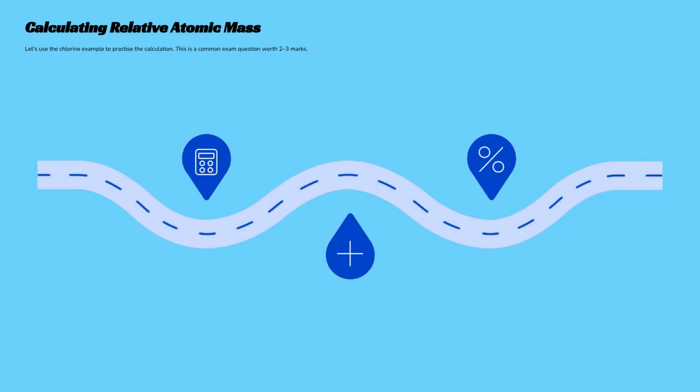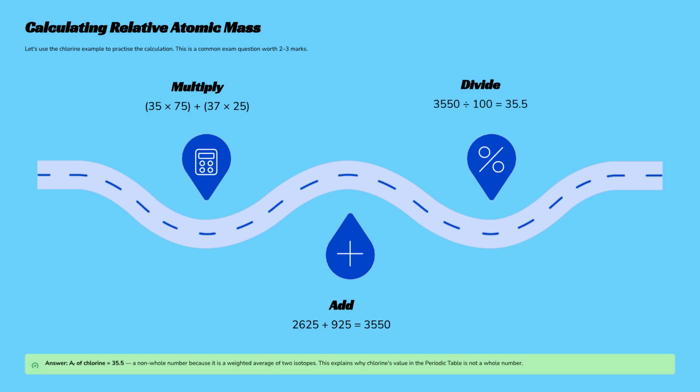To calculate the relative atomic mass for chlorine, multiply the mass number by the percentage abundance for each isotope, 35 by 75 plus 37 by 25. Add these products, 2,625 plus 925 equals 3,550, and then divide by 100 to get 35.5. This non-whole number is the weighted average.